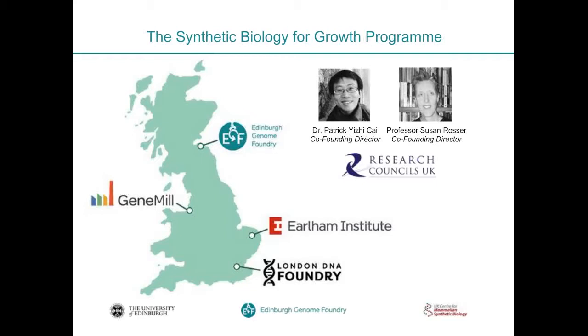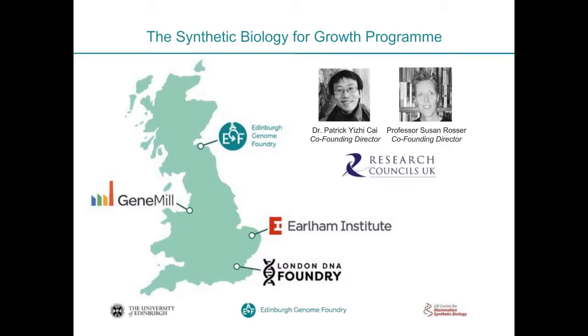The Edinburgh Genome Foundry is part of a network of foundries that were funded by the Research Council UK as part of their Synthetic Biology for Growth program to specifically accelerate synthetic biology projects in the UK. While having similar technologies, each foundry has different biological areas of expertise. For instance, the Earlham Institute specializes in plant biology, while the EGF closely works together with the Centre for Mammalian Synthetic Biology at the University of Edinburgh. The UK foundries are establishing a tight collaborative environment.